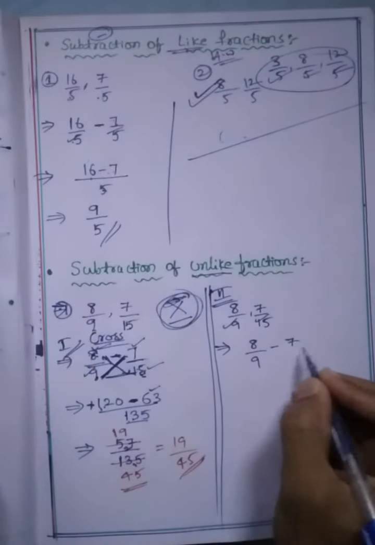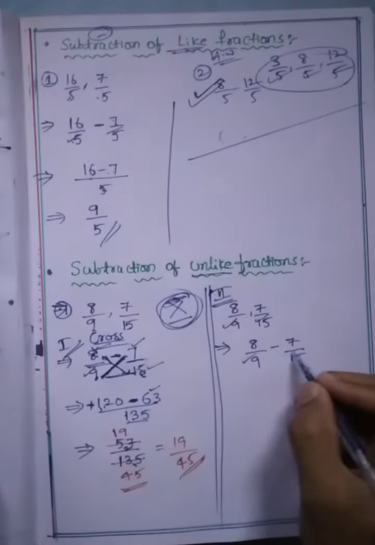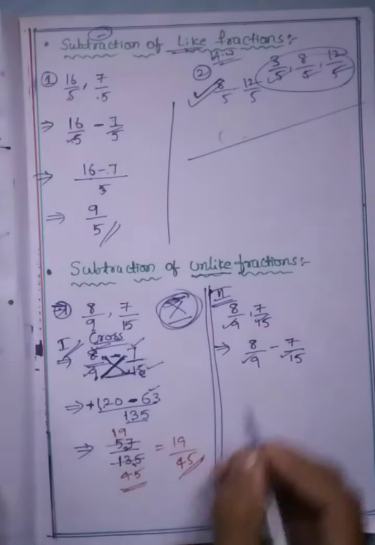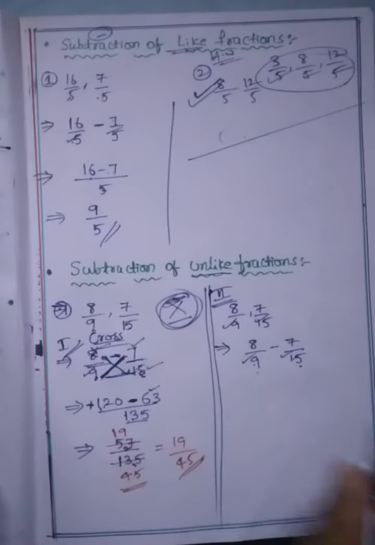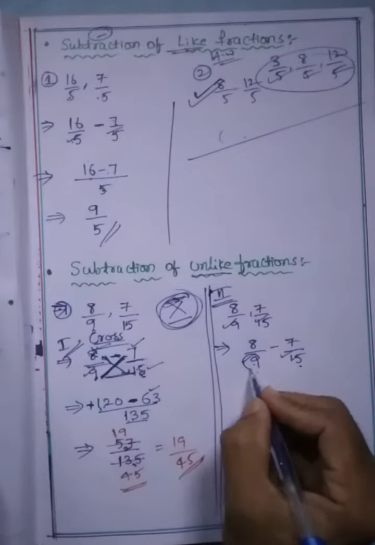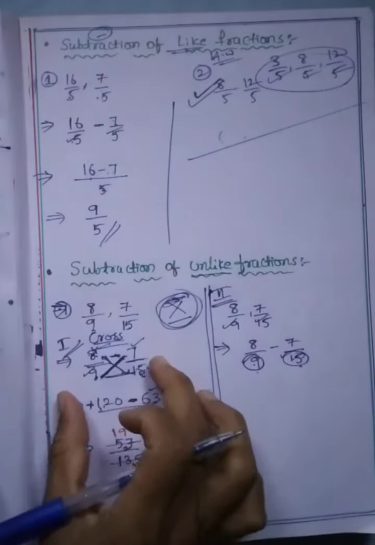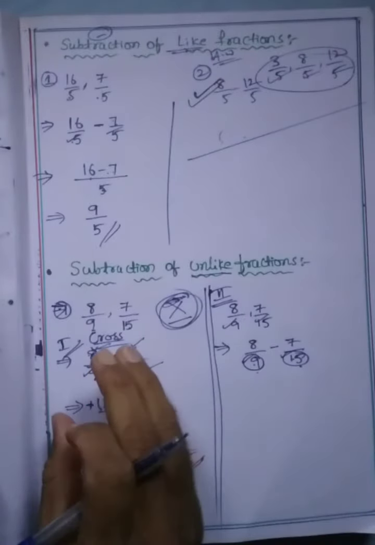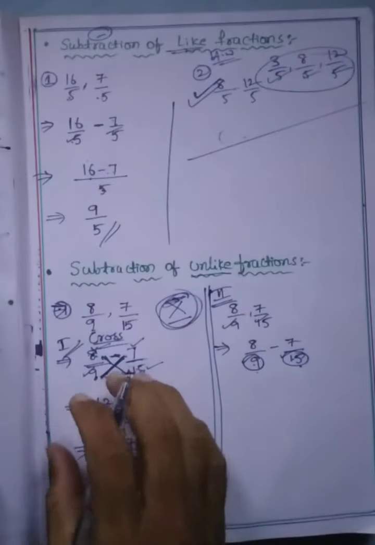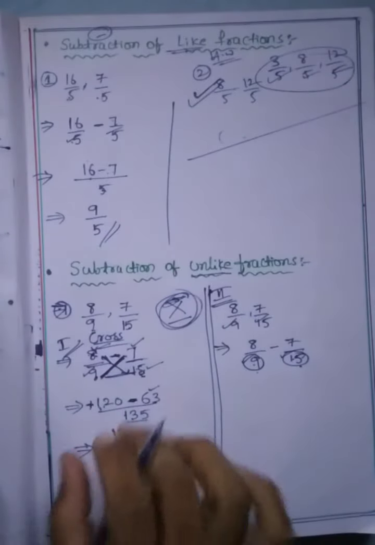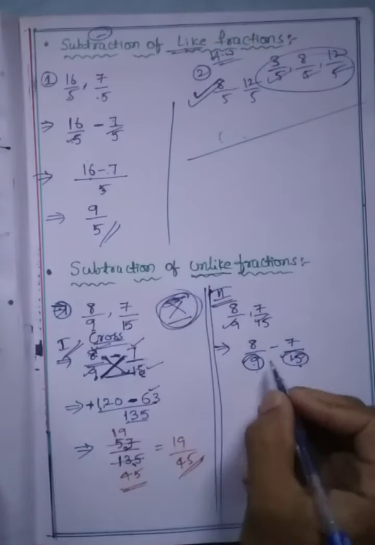8/9 minus 7/15. So I am going to take the LCM of 9, 15. Take the LCM of the denominator by using method 2. There are 2 methods for solving this type of problems. Either choose this one or this one. That depends on you. So now I am going to explain both of those methods. From the examination point of view, you can choose any one method. The method which is simple for you, you can choose and do.